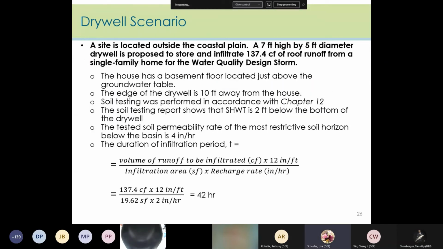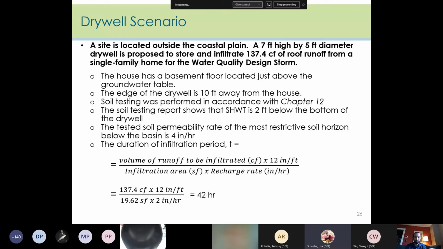So we're going to look at a dry well, and I said an adverse impact. So this one shows that even a small BMP can cause one. A site is located outside the coastal plain. A 7-foot high by 5-foot diameter dry well is proposed to store and infiltrate 137.4 cubic feet of roof runoff from a single family home for the water quality design storm. The house has a basement floor located just above the groundwater table, and the edge of the dry well is 10 feet away from the house.